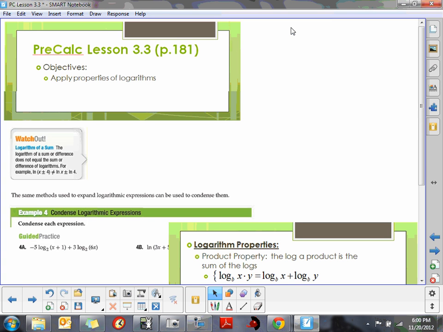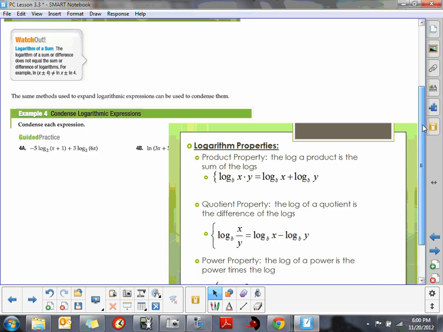The next video is still applying properties of logarithms. We're going to apply them in a different way. This is the final way that they're going to try to get you to learn your log properties. We're going to contrive some problems to work the other way, and I'll show you how we can do this. We're going to use the same methods we use to expand logarithms to condense them.